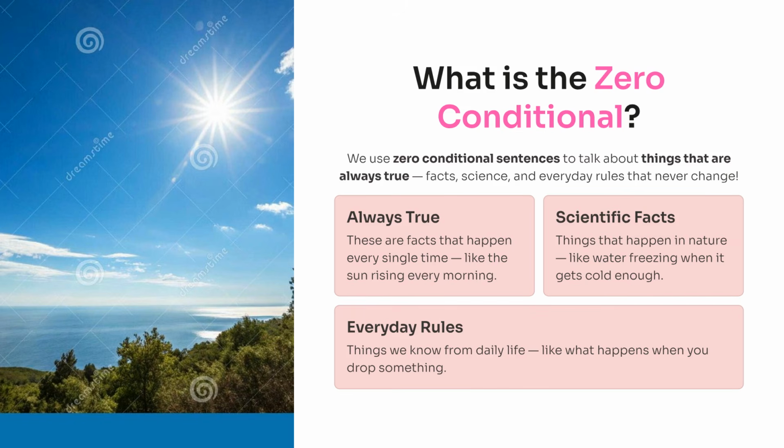We use zero conditional sentences to talk about things that are always true, such as facts, scientific truths, and everyday rules that never change. Things that are always true happen every single time, like the sun rising every morning. Scientific facts happen naturally, like water freezing when it gets cold enough. Everyday rules are things we know from daily life, like what happens when you drop something.